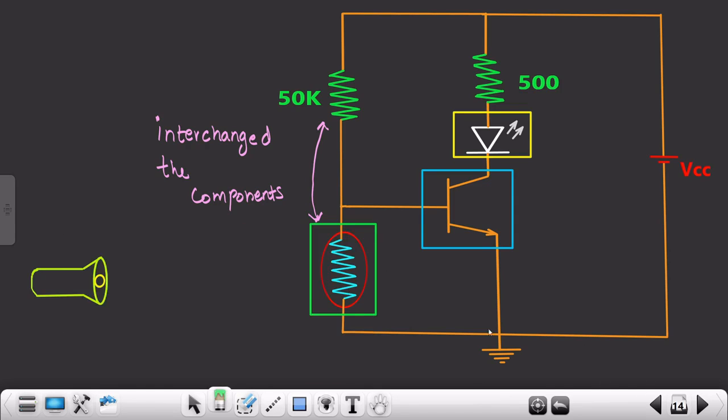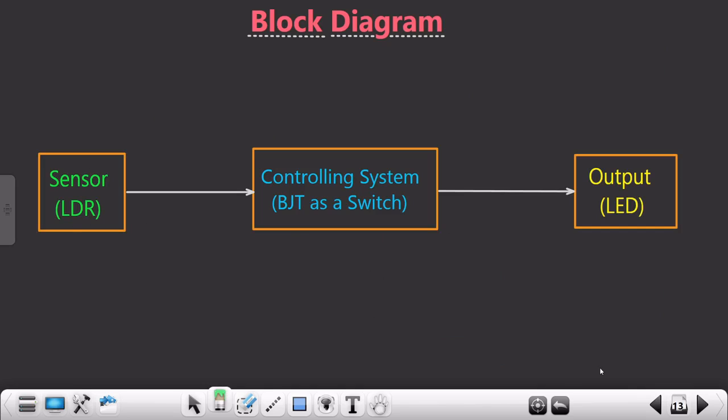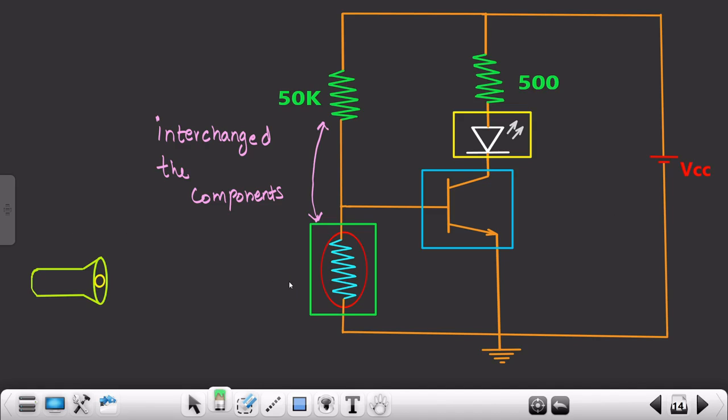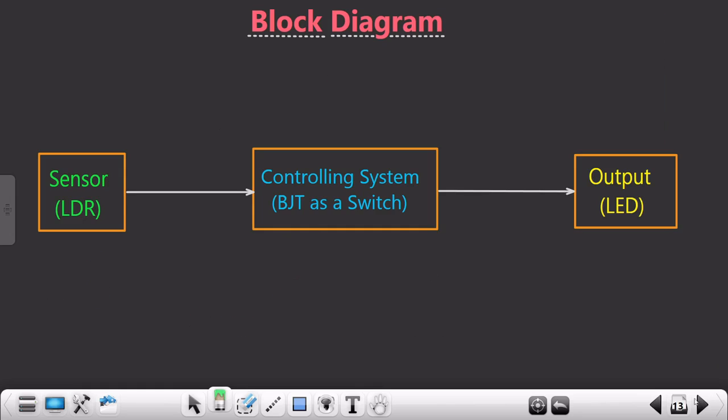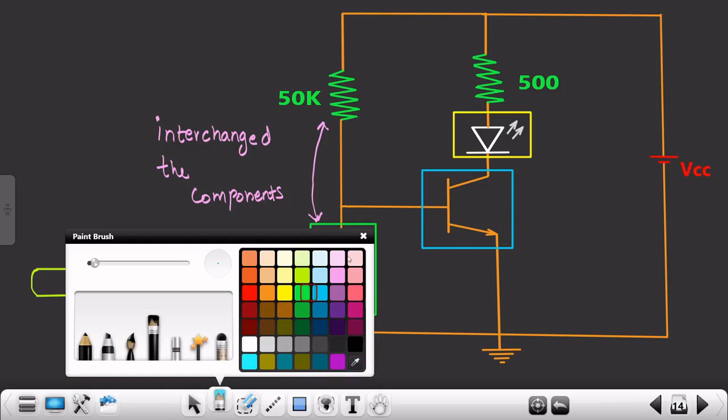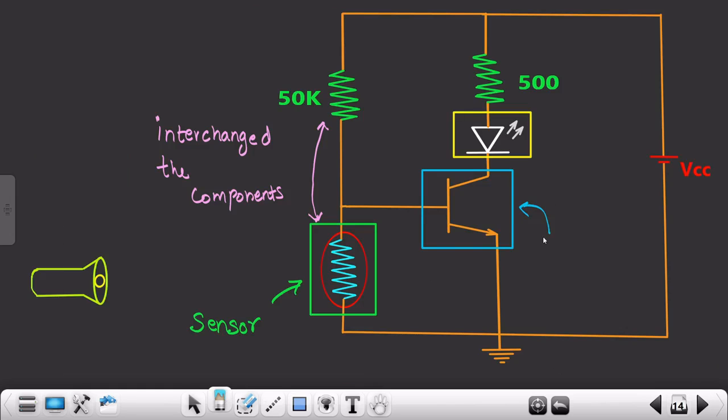So as you can see, this is your sensor, that is LDR sensor. That means this particular thing, that is LDR sensor. So this is your sensor. Then the controlling system is your BJT or bipolar junction transistor, right? So this is your controlling system, and the output is being seen in the form of LED, right? So this is your output. Let me write over here, this is your output.